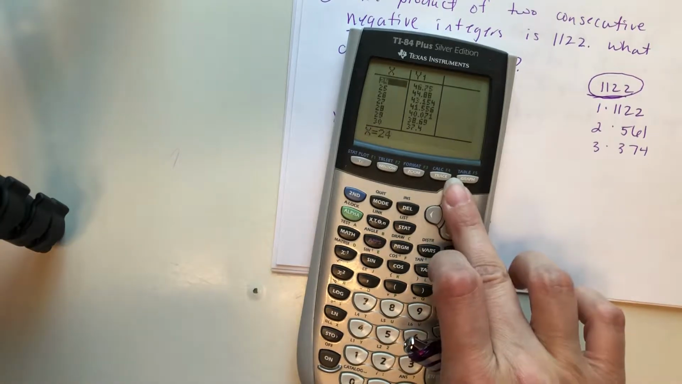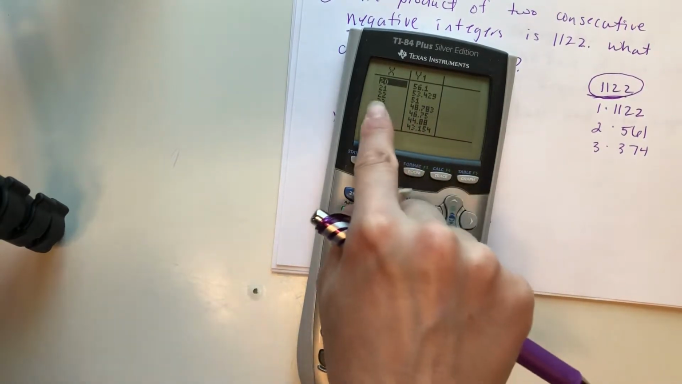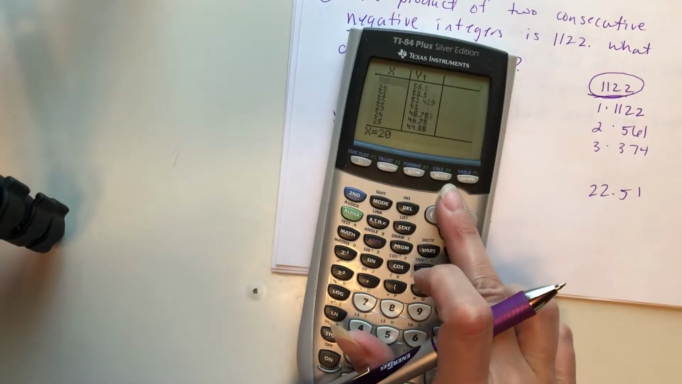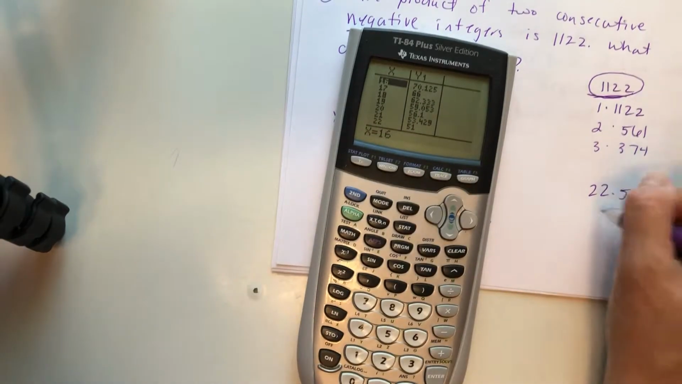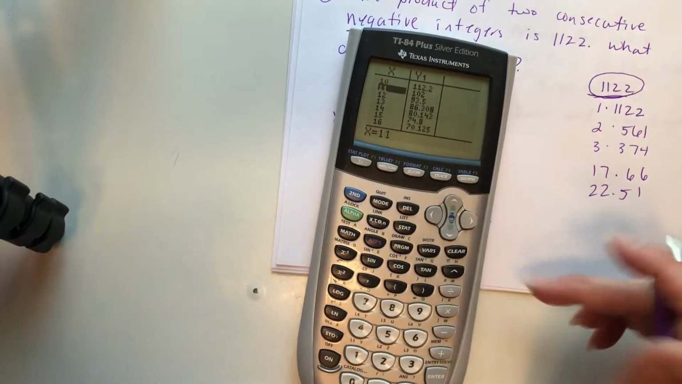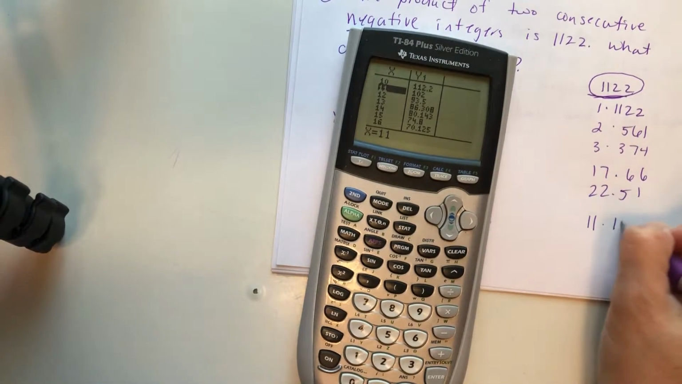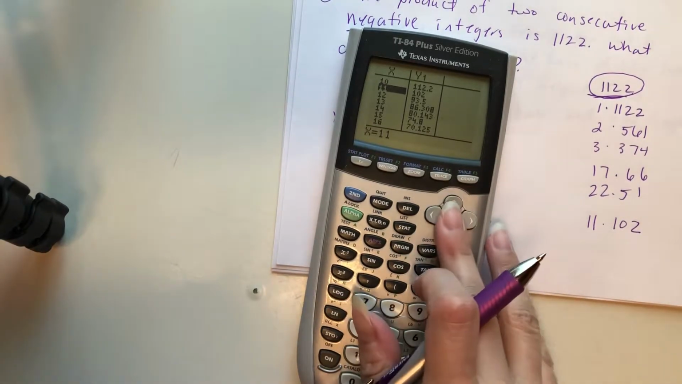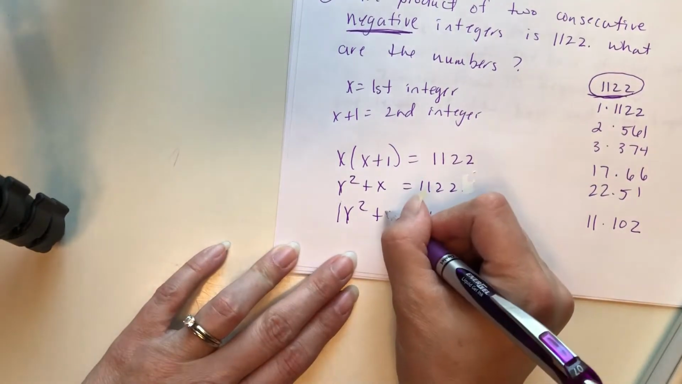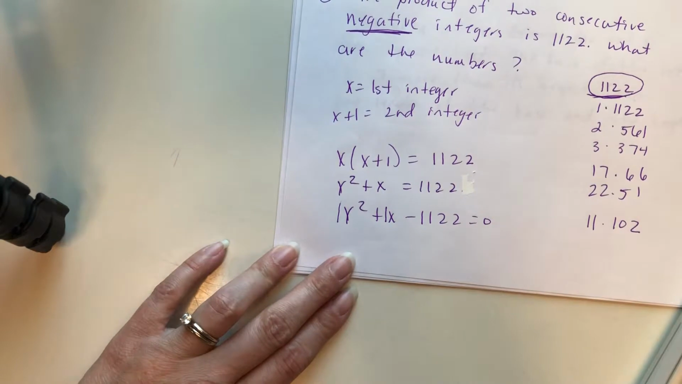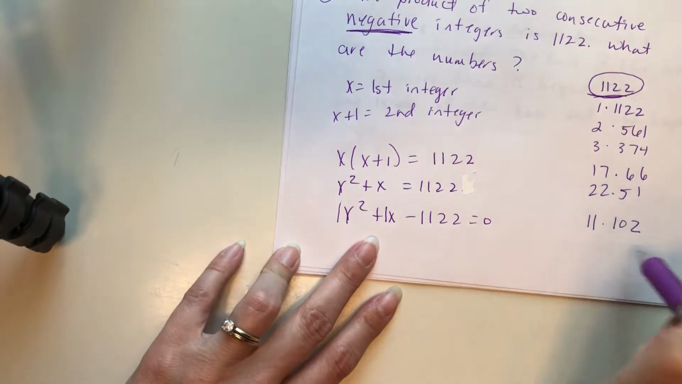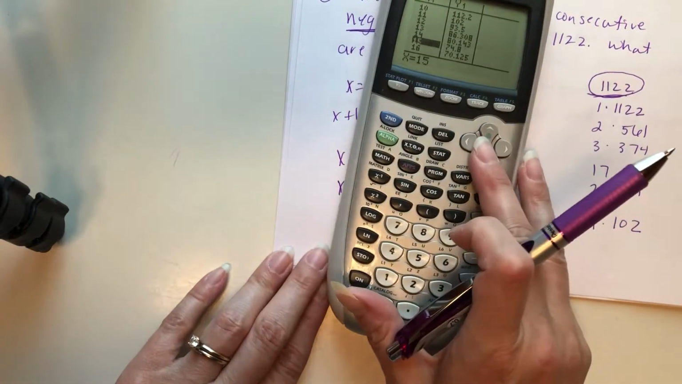So if I scroll up and down this thing, I should find some numbers like 22 and 51 would be in this list. 17 and 66. 11 and 102. Okay, they're not in order anymore. But if I keep looking, remember you're trying to find the pair that you can add or subtract to give you, in this case, a 1. Okay, so I'm trying to get 1 when I add or subtract these together, and so far I don't have what I need. So I'm going to keep looking up and down my list.